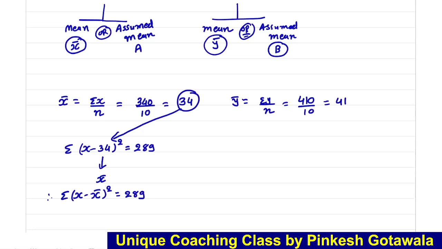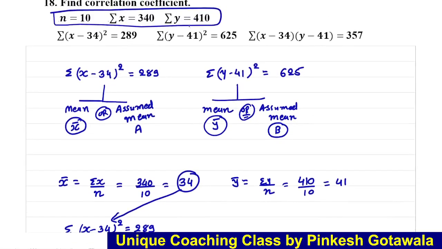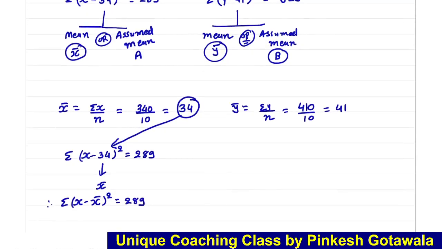Same here, the second point they give: sigma (y minus 41) whole square = 625. Same here, for this 41 there are two chances. It is variable y, so it would be the mean, meaning y bar, or it would be the assumed mean, meaning b.